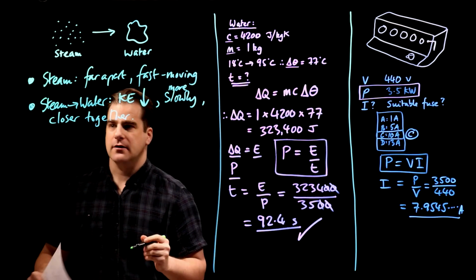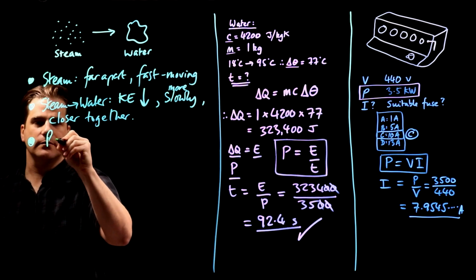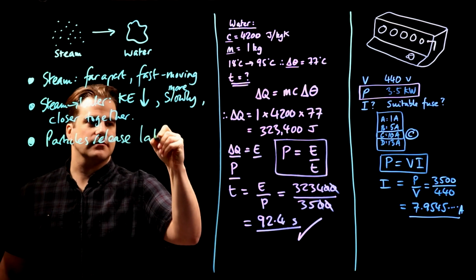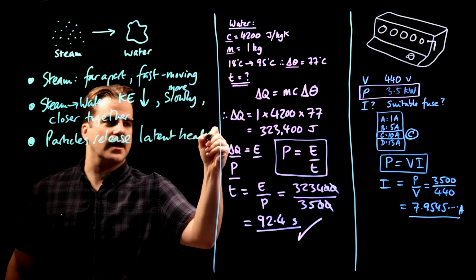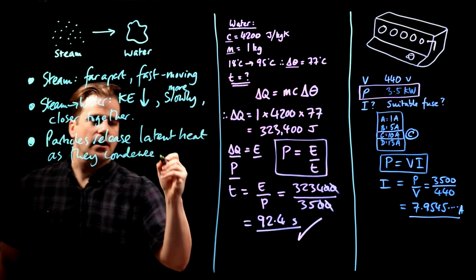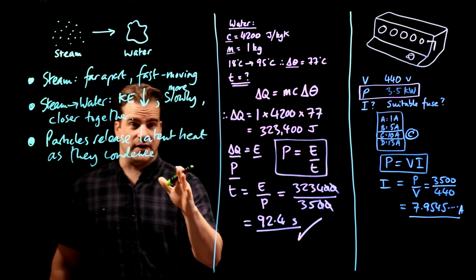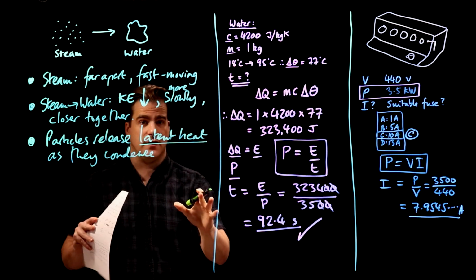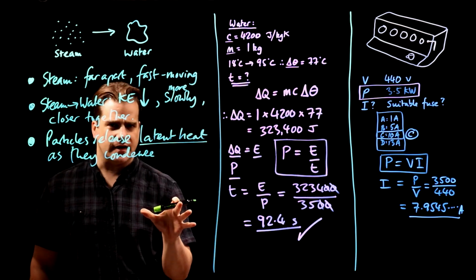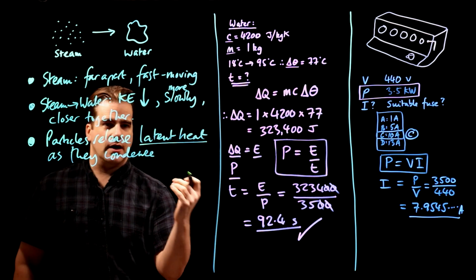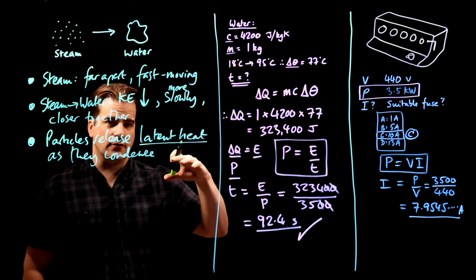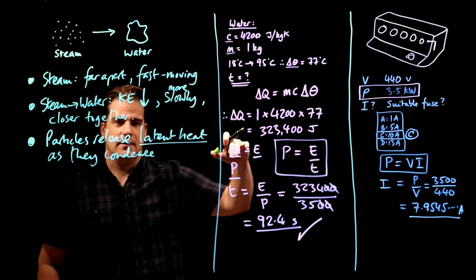We can say that the particles release latent heat as they condense. Okay, so the rest of this question is going to be involving latent heat a lot. So let's just briefly make sure you know what that is. Latent heat is a slightly strange concept. Steam contains latent heat. It's the heat energy it gained when it turned from water into steam.